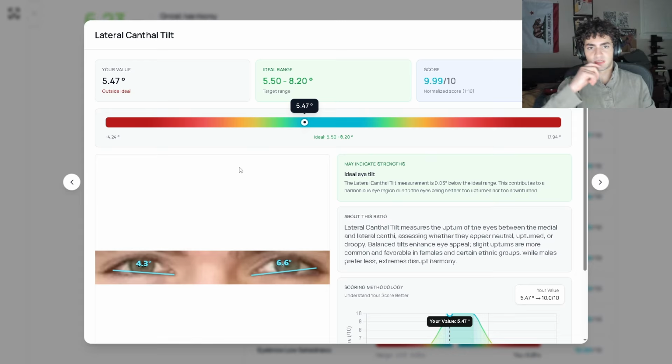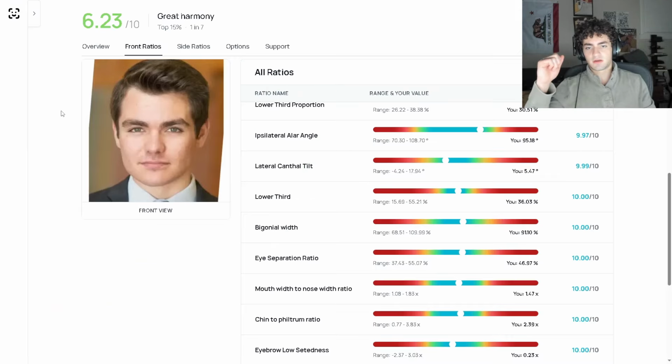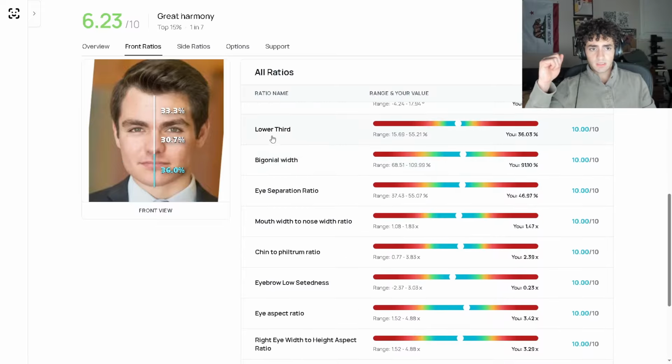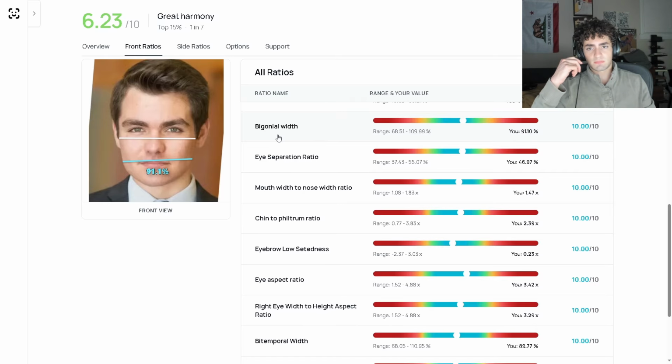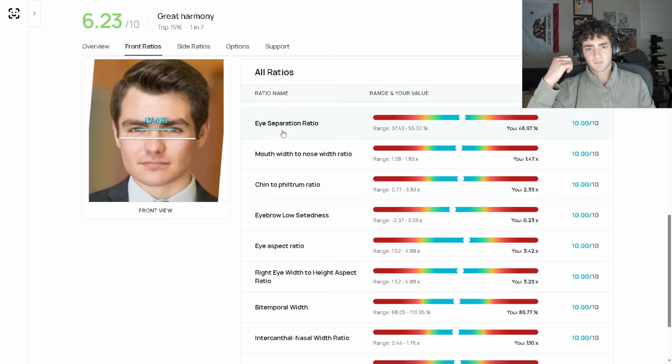Next, for his lateral canthal tilt, you want your canthal tilt, very known measurement, I would say, not ratio, to be 5.5 to 8.2 degrees. He has an average of about 5.5. So yeah, very good. Lower third, good. 36% of his total thirds, very good. Bigonial width, 91%. His jaw is 91% the width of his cheekbones, which means that he has a very wide masculine jaw. Very good.